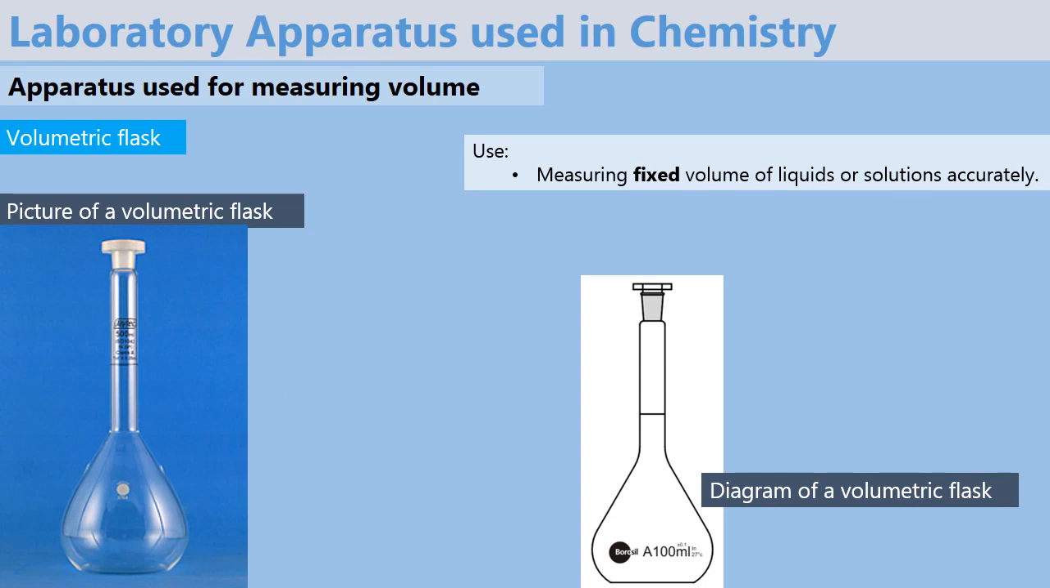Now it also has a mark that you can see me highlight on the picture and diagram. For example, in this picture, when you fill up liquid or solution up to this mark, you would have measured exactly 500 cubic centimeters or 500 milliliters. This picture represents a volumetric flask that measures accurately 100 milliliters at 27 degrees Celsius.